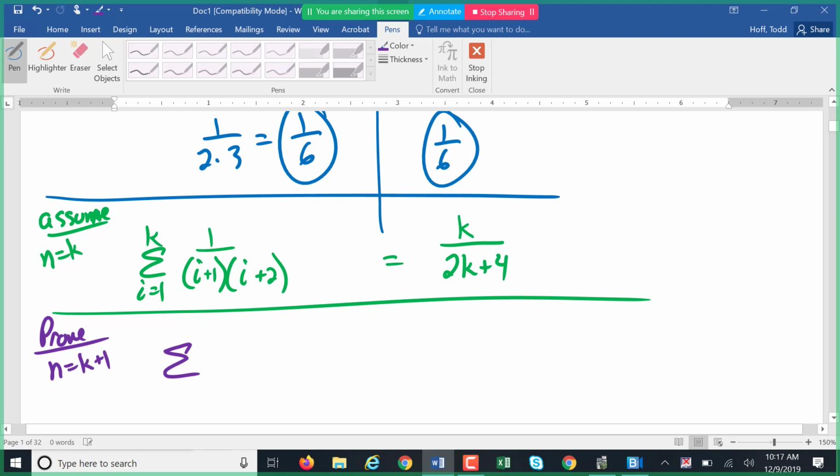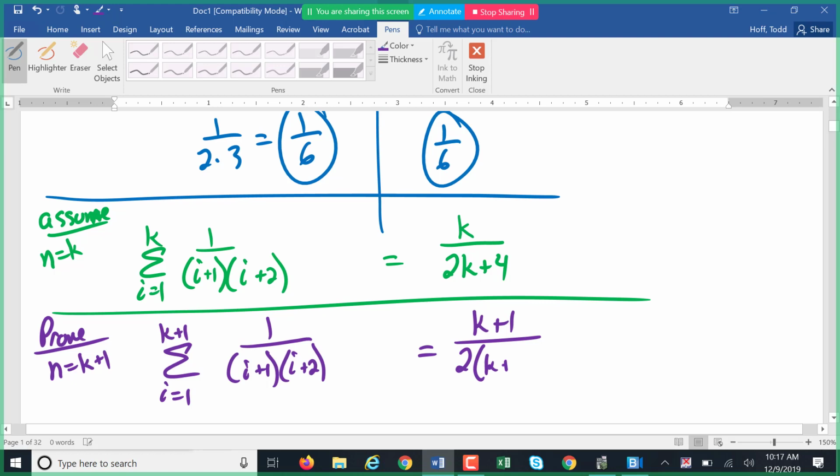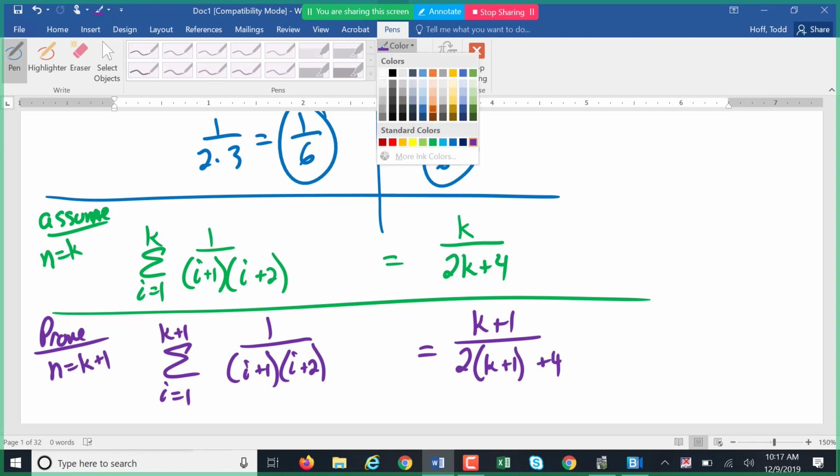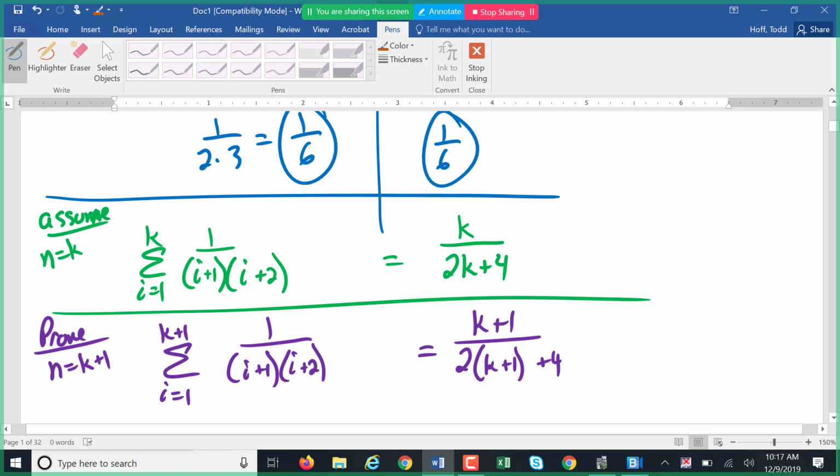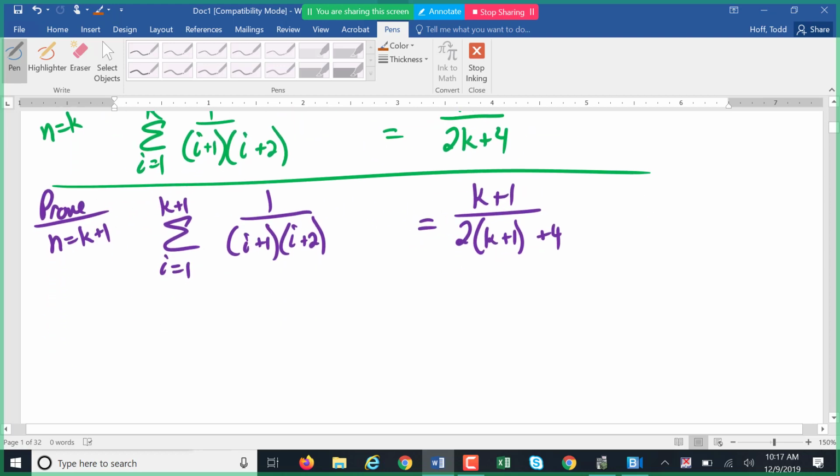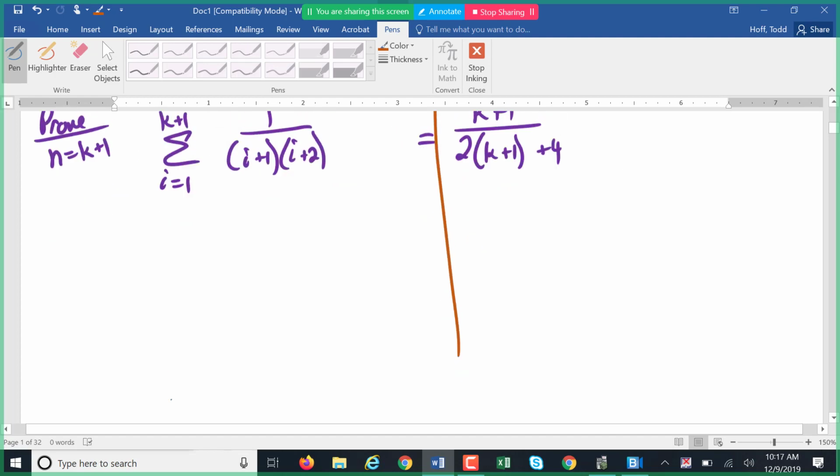So we're doing the summation from i equals 1 to k plus 1 of 1 over (i plus 1)(i plus 2) is equal to, we put k plus 1 in here for k, so k plus 1 over 2 times (k plus 1) plus 4. It really doesn't matter which side we start simplifying with. To be consistent, we'll stay with the left side.